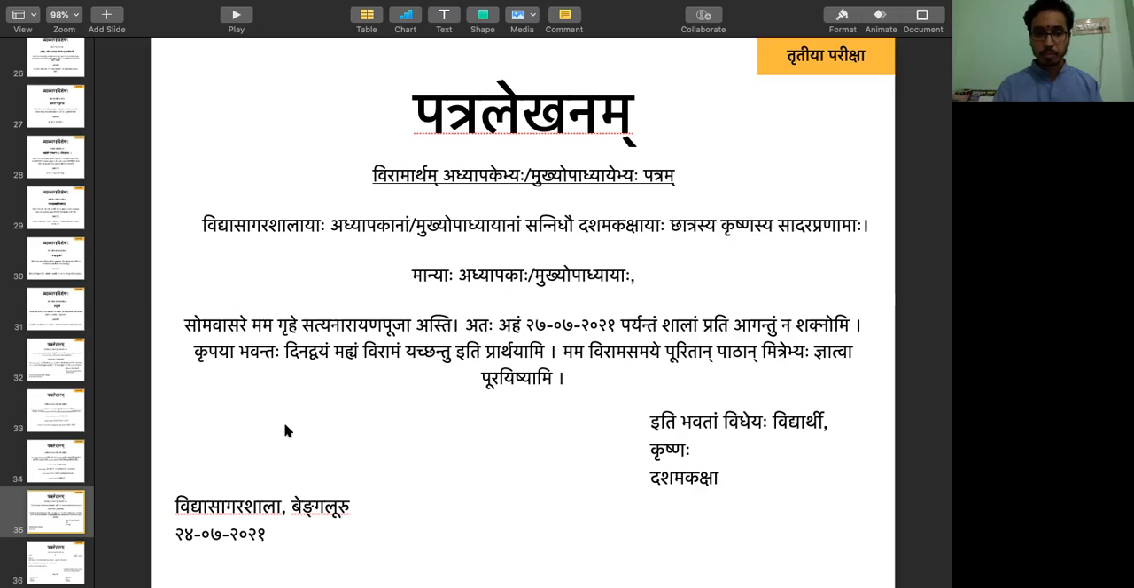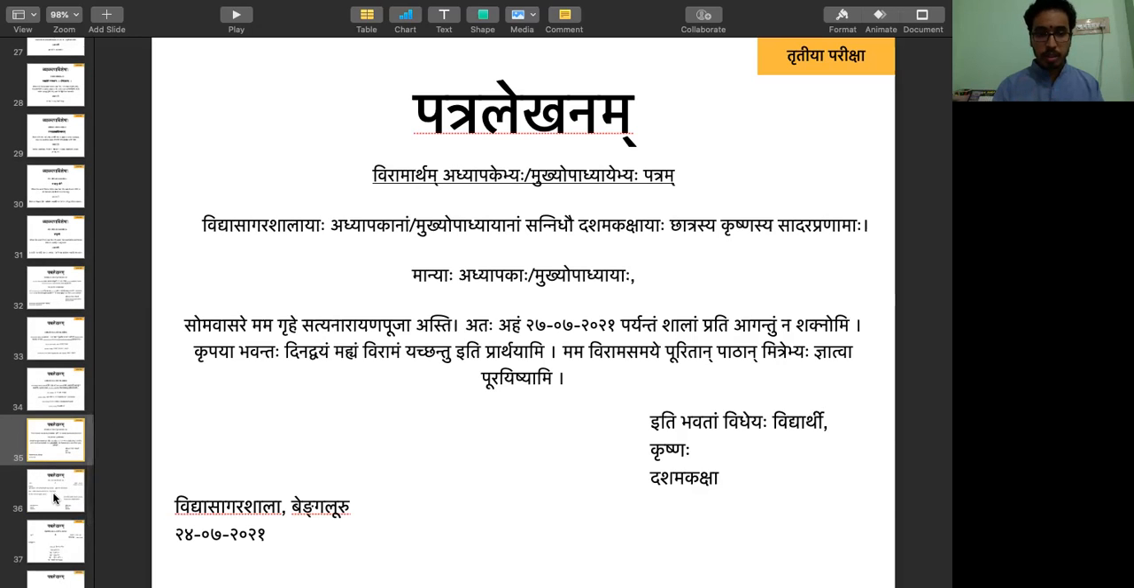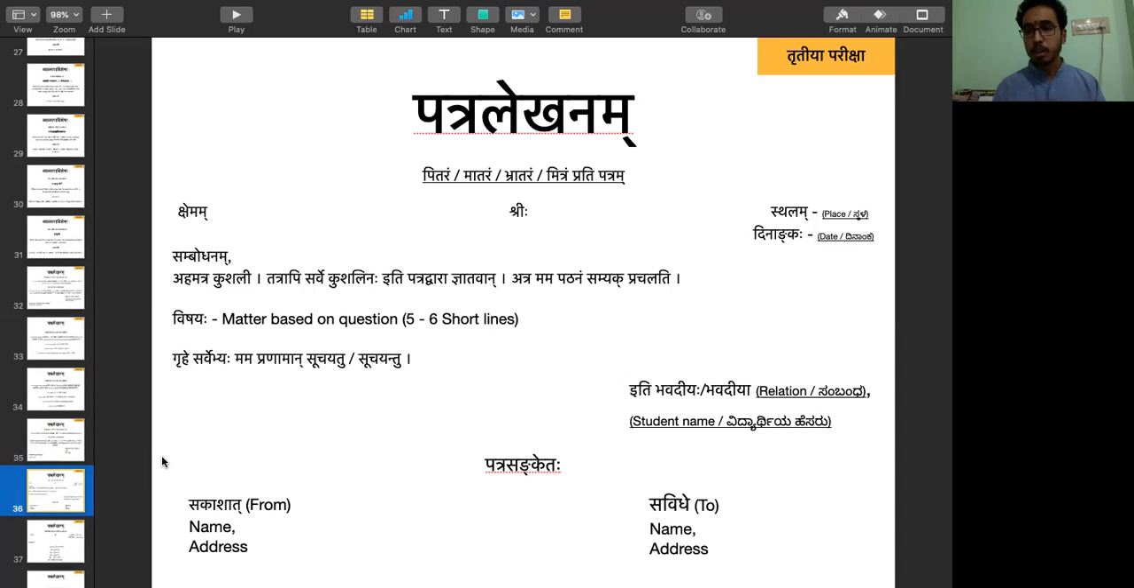Okay. The second is the informal letter, the letter written to your pitaram, madaram, bradaram, mitram. So your parents, brothers, sisters, friends, all these are informal letters. If they give you an informal letter, you should be careful because there are a lot of points where you can lose marks.